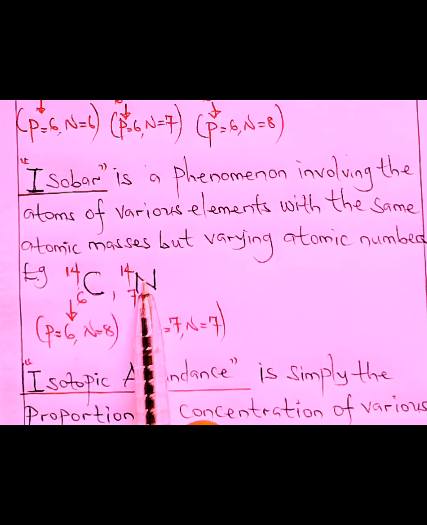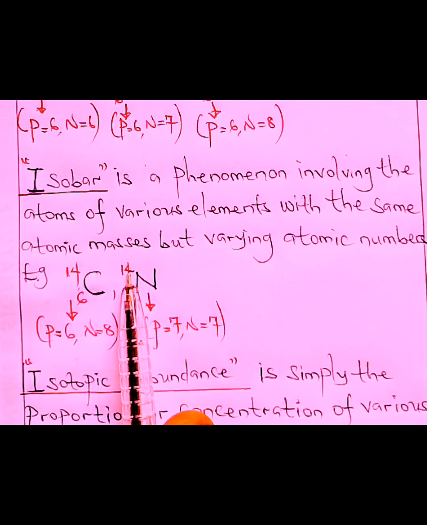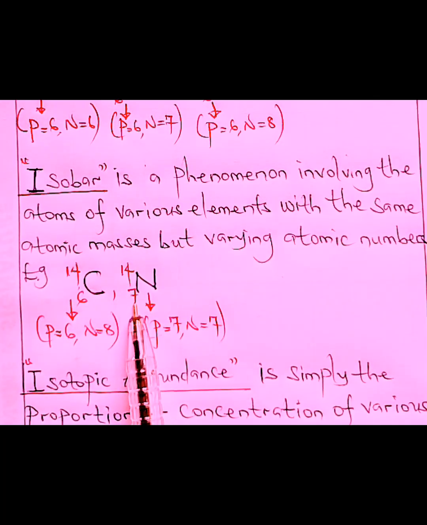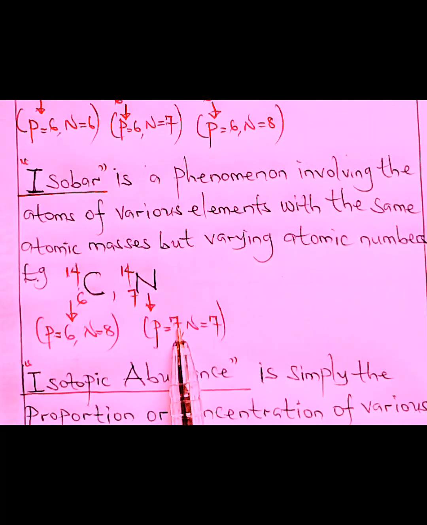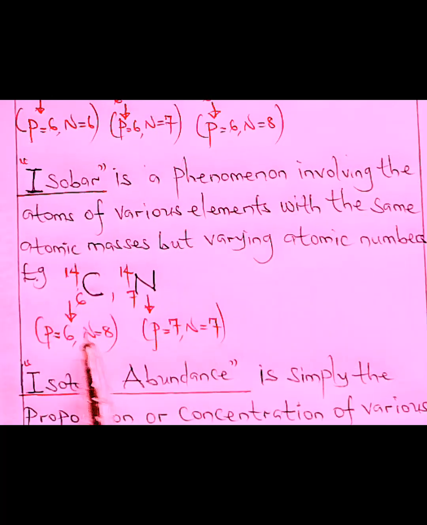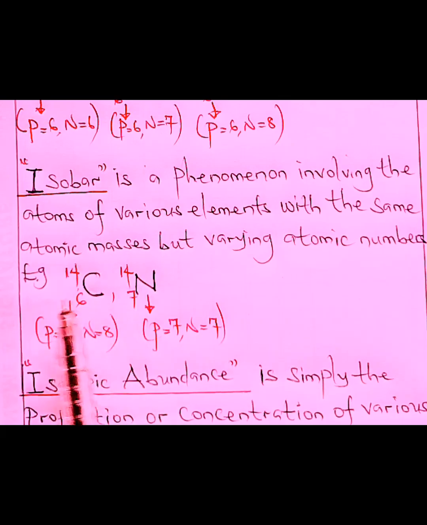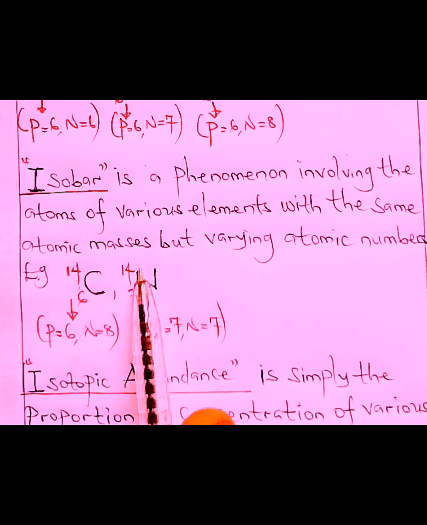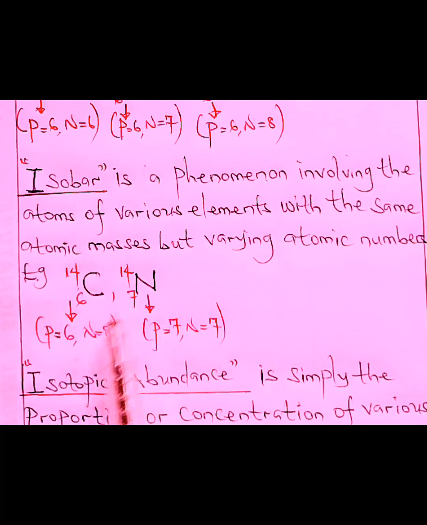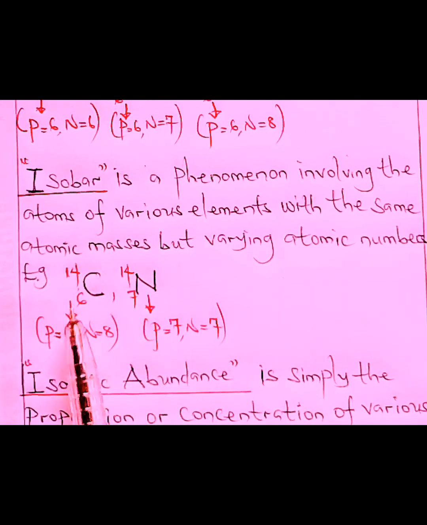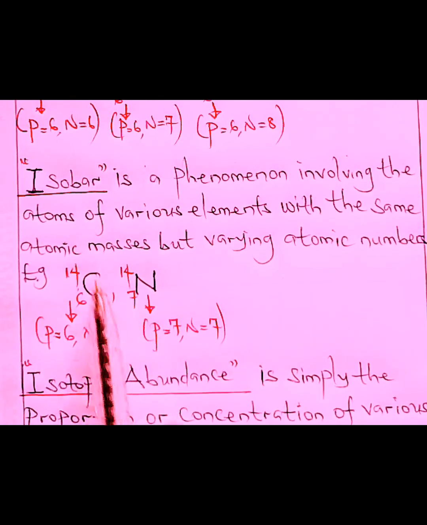So nitrogen here has an atomic mass unit of 14, and as you can see, the proton number, which is the atomic number, is 7. So protons here are 7, neutrons here are 7. Now, if we compare or juxtapose these, we have the same atomic mass, the same atomic masses for different elements, while we have various atomic numbers. So that's what we call isobars.